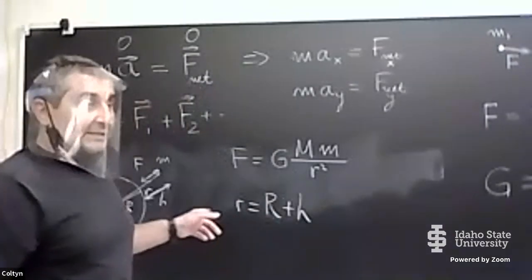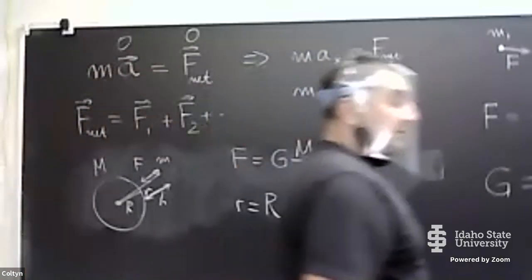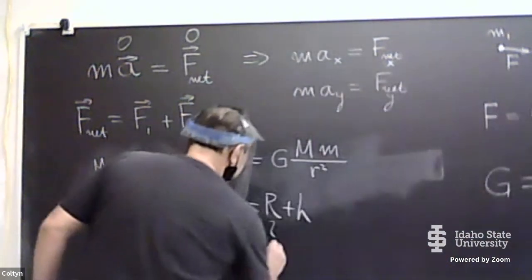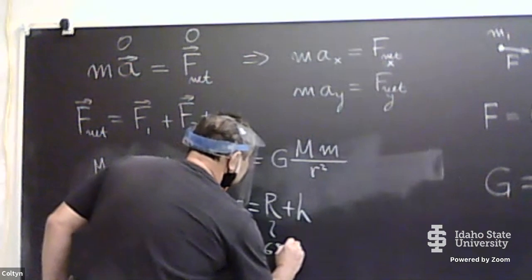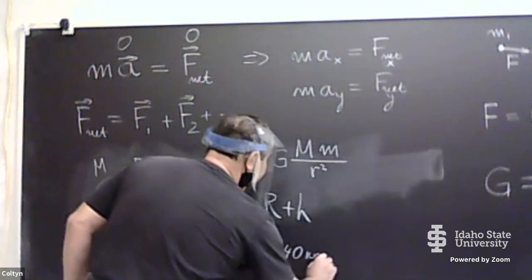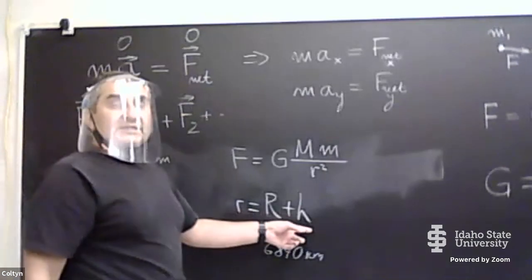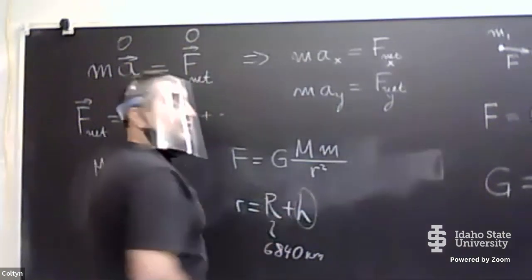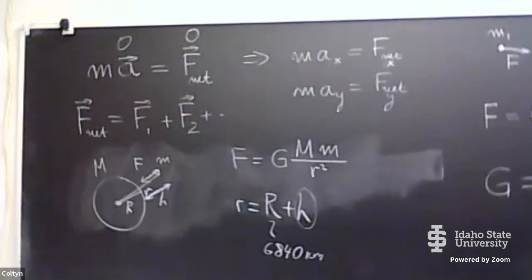Now, look at the numbers. The radius of the planet Earth is about 6,300 and something kilometers, so approximately 6,840, let's say, kilometers. Since the small object is close to the surface, this distance h is of the order of meters. In other words, it is thousands of times smaller than the radius of the planet Earth.